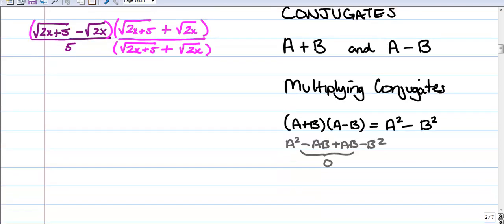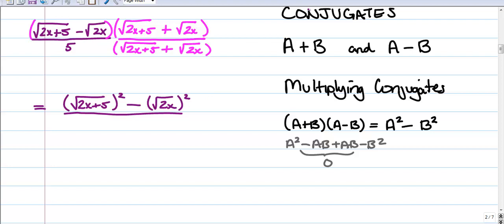Now, what's going to happen in the numerator is pretty nice. In the numerator, I'm just going to have to square the first part and square the second part, meaning it's just going to be the square of this minus the square of this term. So the square of the first term minus the square of the second term. And the denominator is just going to be the product, so I don't even have to do much with it. It's just going to be 5 times the square root of 2x plus 5 plus the square root of 2x.